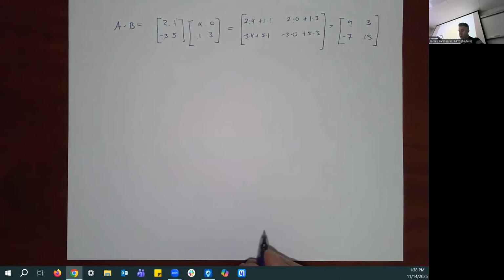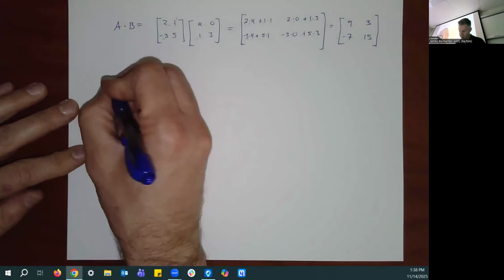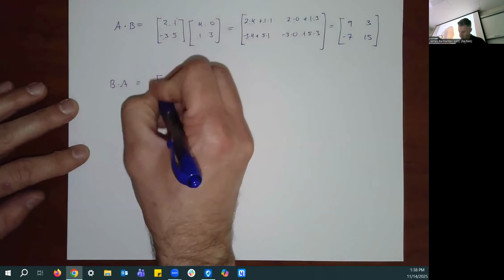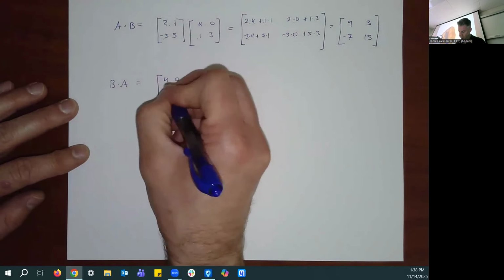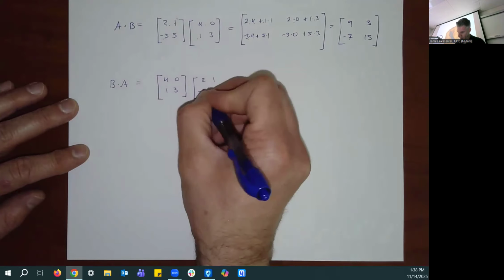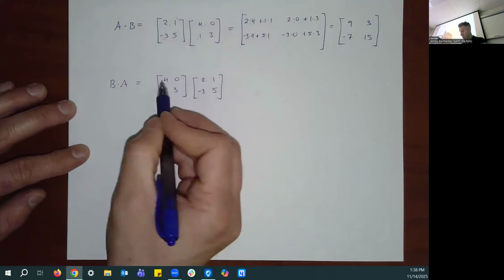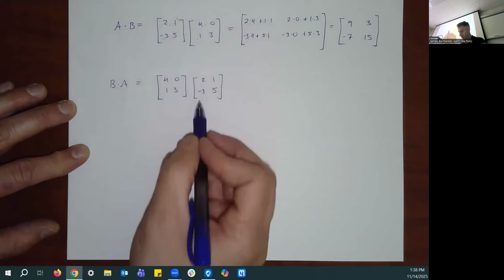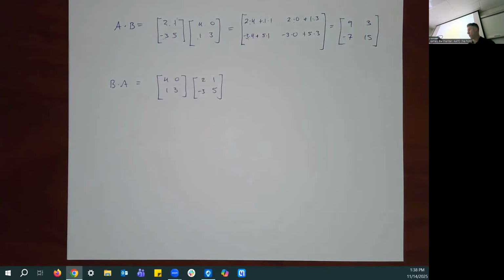In fact, I want you all to do this next one. So I want you all to multiply B times A. So it's going to be the matrix 4, 0, 1, 3 times the matrix 2, 1, -3, 5. And again, it's rows of your first matrix with columns of your second matrix. So go ahead and multiply that out.